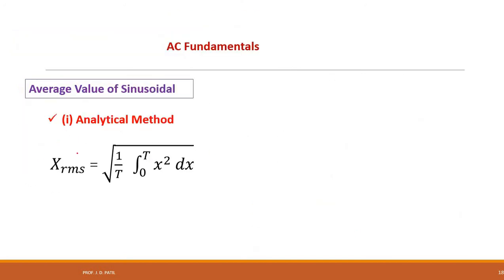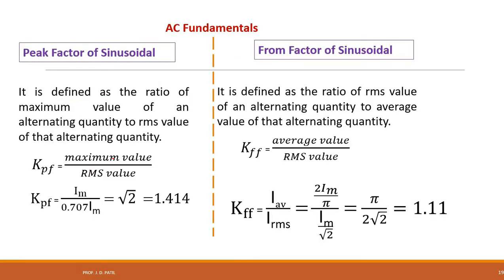So analytically we can find the RMS value of x. This may be any waveform, a current waveform, a voltage waveform, like this. So it is the square root of 1 divided by pi times the integration from 0 to pi of x square dx. This is how we analytically find the RMS value.